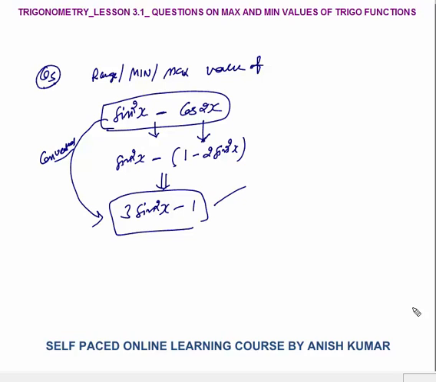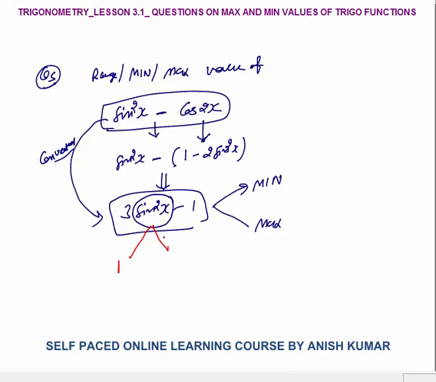Now I can easily calculate the minimum and maximum value of this expression. Now sin x maximum value is 1. This sin x, this circle 1. The maximum value of the sine function is 1, because sin 90 is 1. 1 square would be 1.